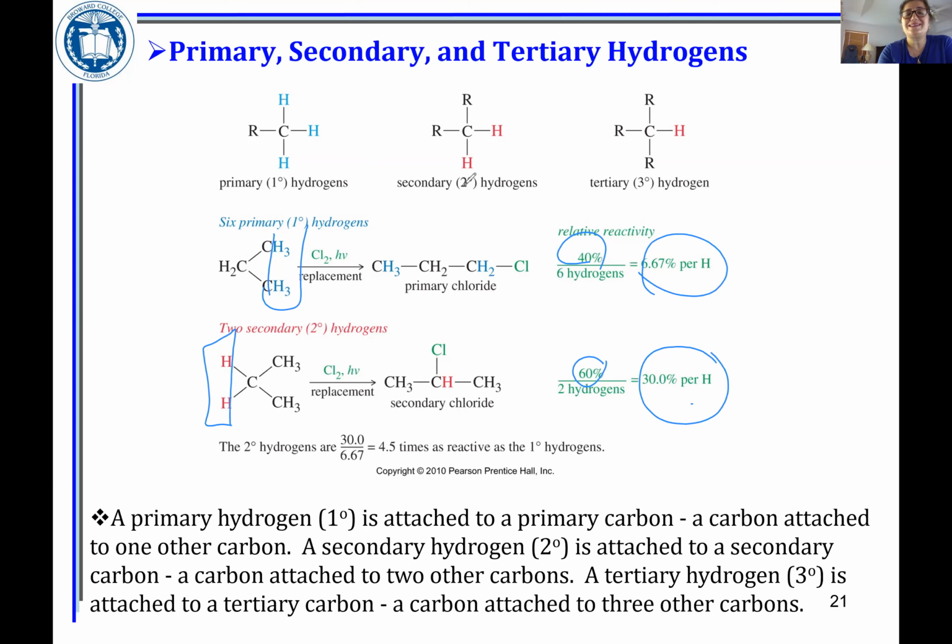And when you say secondary hydrogen, that means the carbon is attached to 2 other carbons that carry the hydrogen. If you have a tertiary hydrogen, it is attached to a tertiary carbon, and what is a tertiary carbon? That means it's attached to 3 other carbons. A primary carbon means it is attached to only 1 other carbon. So when we talk about R in general, it is like an alkyl group. The first thing that you have here is a carbon that is attached to this carbon in the center.